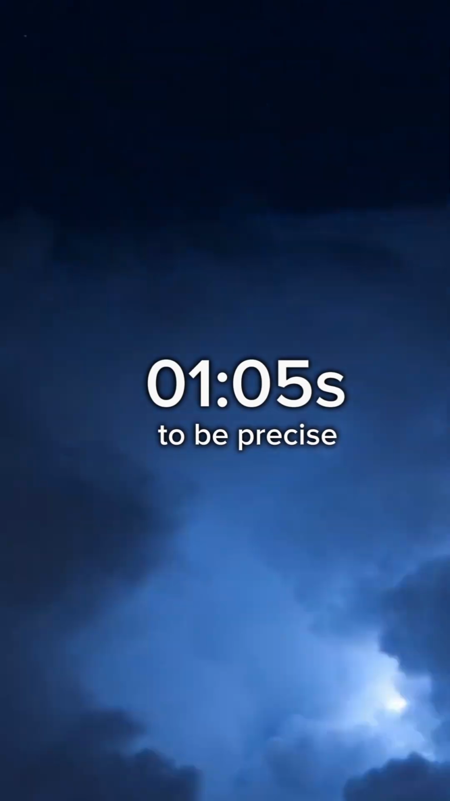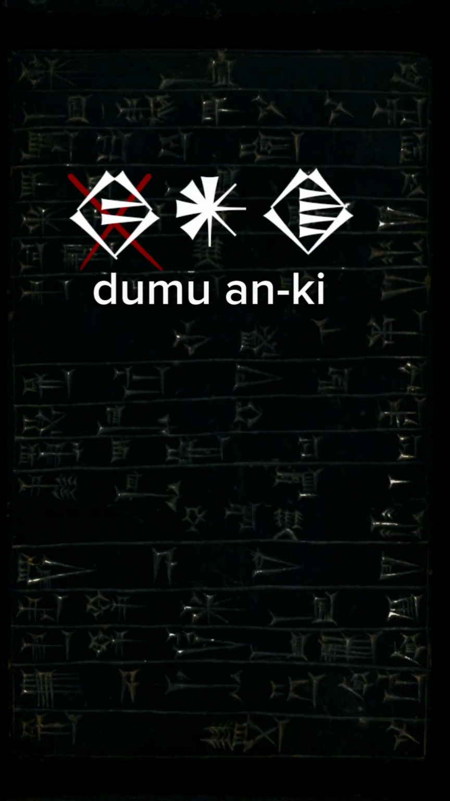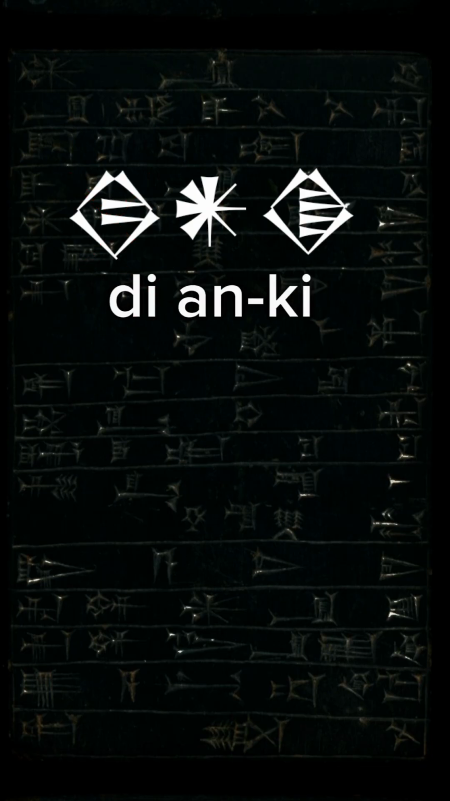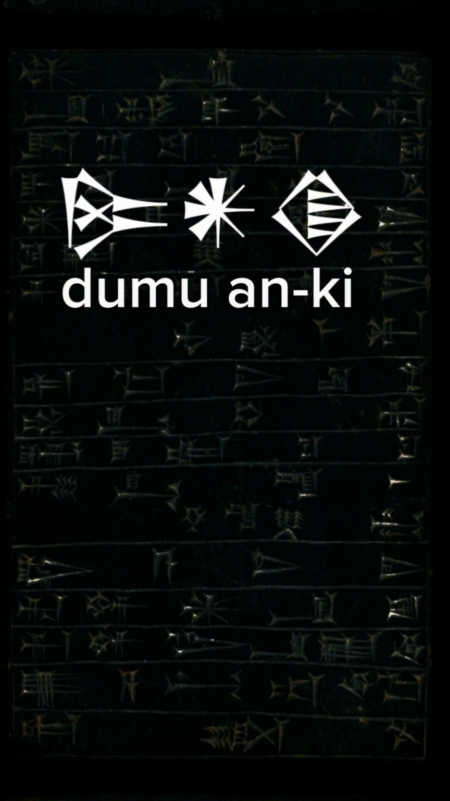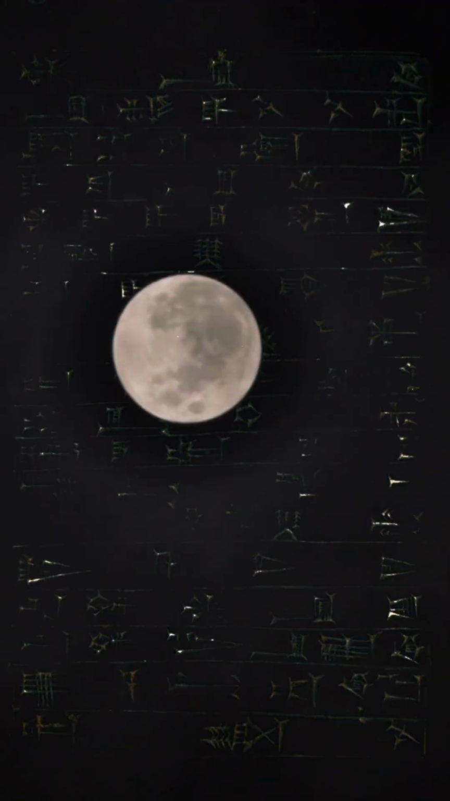So the next 2 questions I'm going to go through very quickly. It's going to take me seconds rather than minutes. I thought I would make this one a little bit easier considering I got the last one completely wrong. And I asked, how would I say "the Prince of Heaven and Earth" in Sumerian? And it gave me the answer, Dumu Anki, with an incorrect sign, incorrect transliteration, and incorrect translation. This actually says Dianki, which would translate to "Justice of Heaven and Earth". Dumu Anki would be written like this, and that would mean "Child of Heaven and Earth". However, "Prince of Heaven and Earth" is written like this, and you read it Nunanki. So, better than the first one, but still inaccurate.